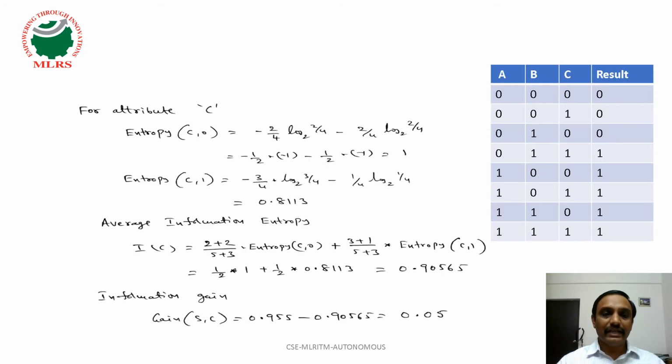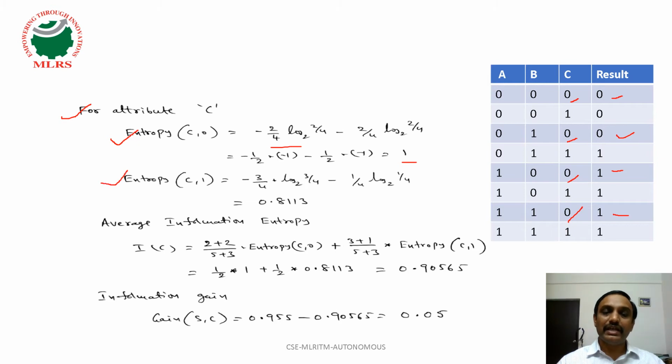Similarly, we have to calculate the information gain of attribute C. So here entropy of C comma 0. Where is the C value 0? Here in 4 places the C value is 0. So total 4 we are taking. How many places is it positive? 1, 2 places it is positive. 2 by 4 log 2 by 4 base 2 minus, in how many places is it negative? 2 places. 2 by 4 log 2 by 4 base 2. So by calculating this value, entropy of C comma 0 is 1.